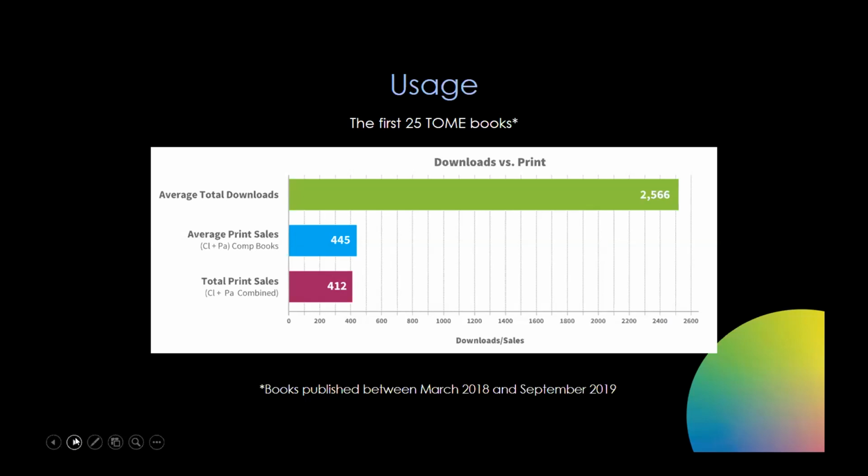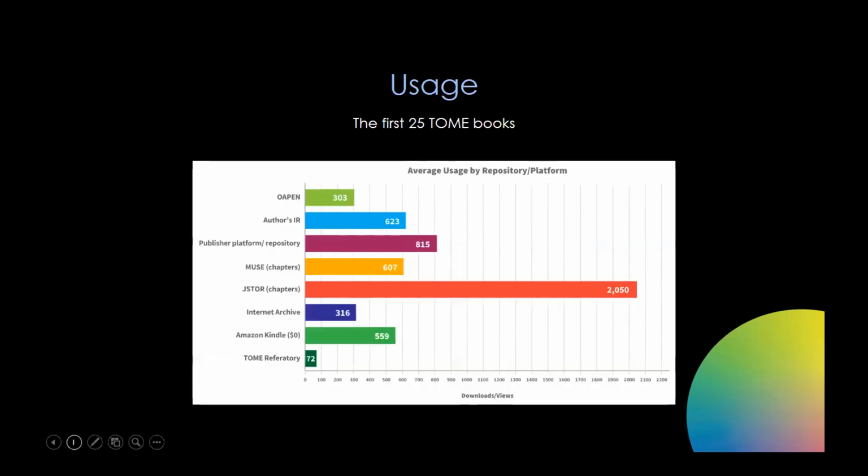Actually, I reversed that. It should be that the 445 is what the average print sales would be for the typical non-OA book, and the maroon one at the bottom is what the Tome books are averaging. So the sales are down about 30 copies, but when you compare that against the number of downloads, the usage is significantly increased. Next slide, please.